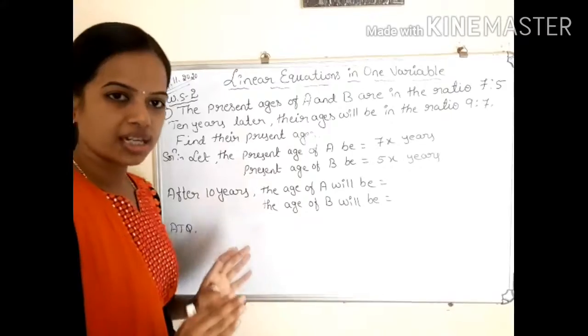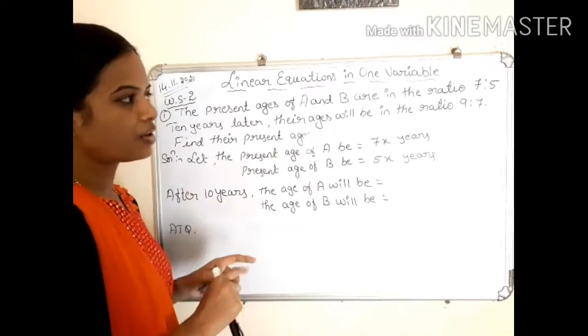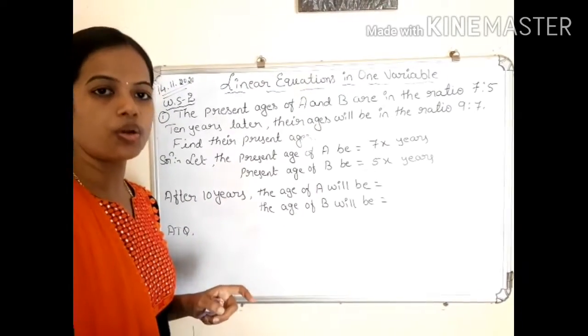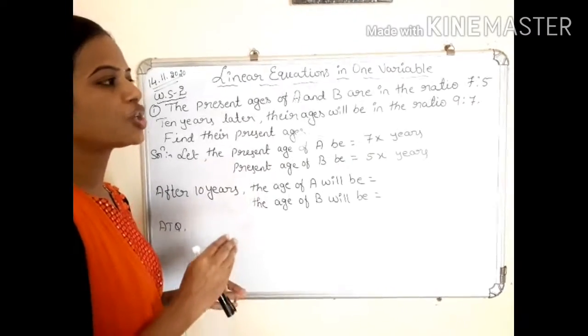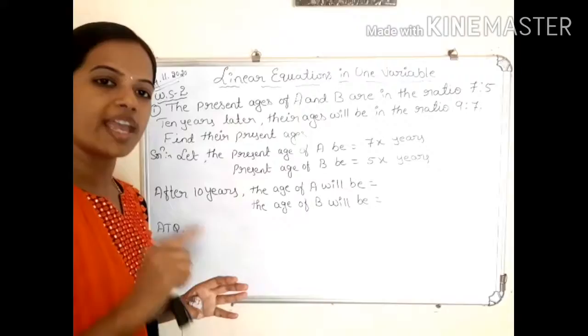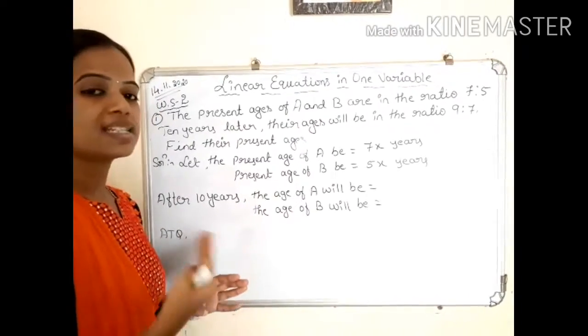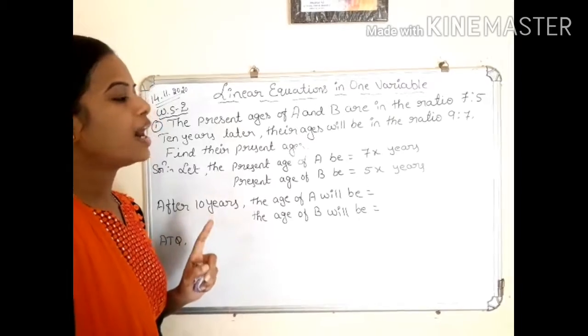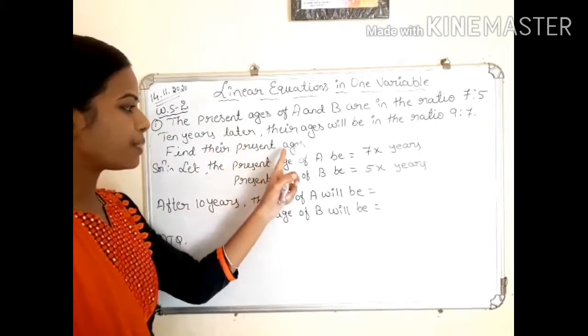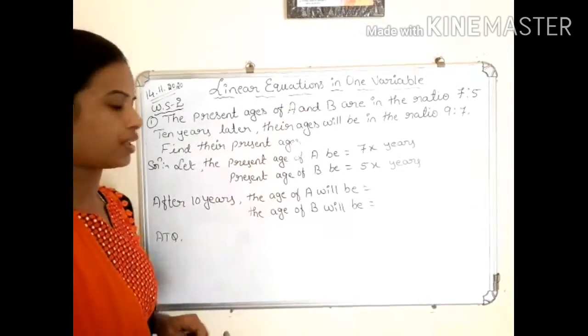First, read the question carefully. What is given and what you have to find, you have to get from the question. They have given the ratio of present ages of A and B. 10 years later, the ratio of A and B is given, and they are also going to ask what the present ages of A and B are.